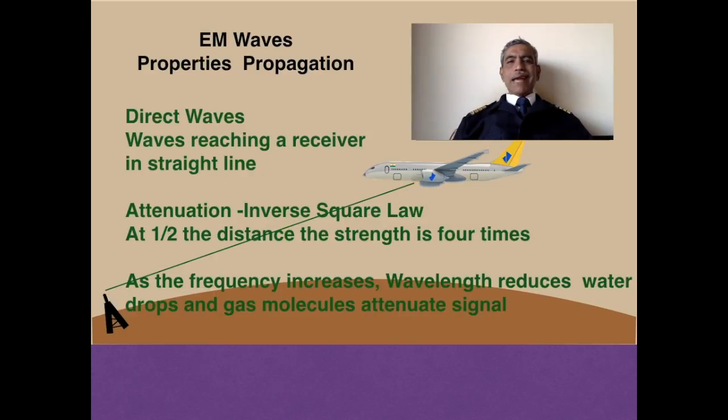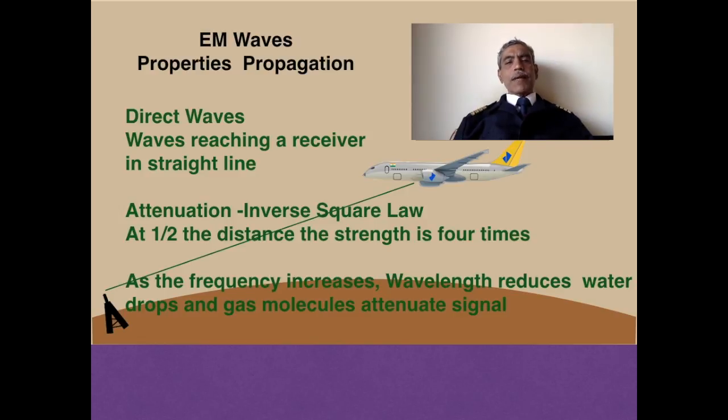Okay, let's discuss this direct wave a little bit. The wave reaches the receiver in a straight line. Of course, while it is traveling, it is losing its signal strength. That is what we call attenuation. It follows an inverse square law. That means at half the distance, the signal strength will be 4 times. Every time the distance doubles, the signal strength will drop to 1/4, the square of the distance. That's what we mean by inverse square law.